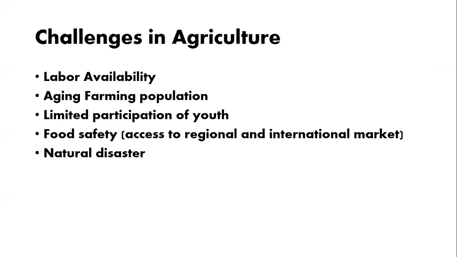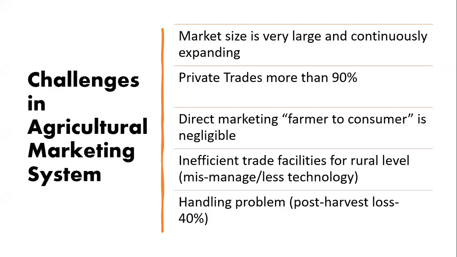Right. In the last slide we discussed what the challenges available in the agricultural system are. Then we discuss the challenges in the agricultural marketing system. Because we are discussing today market driven extension, these are the challenges available in the marketing system, right?